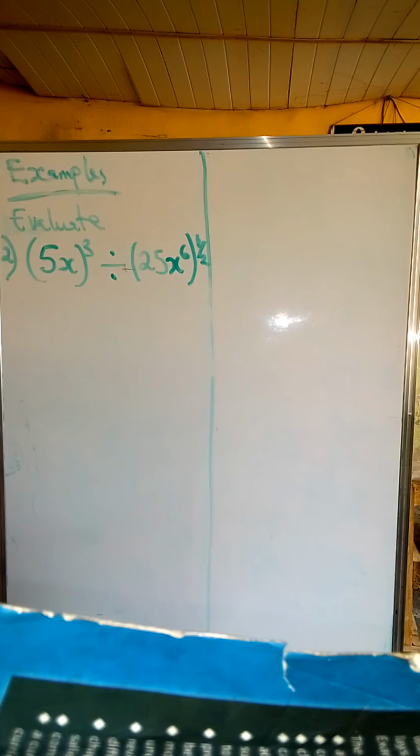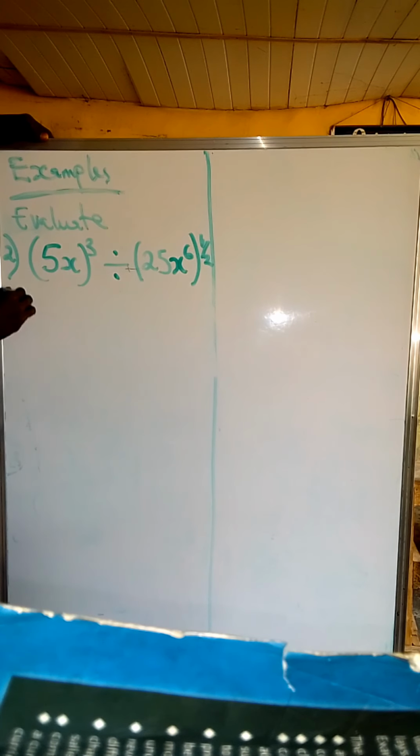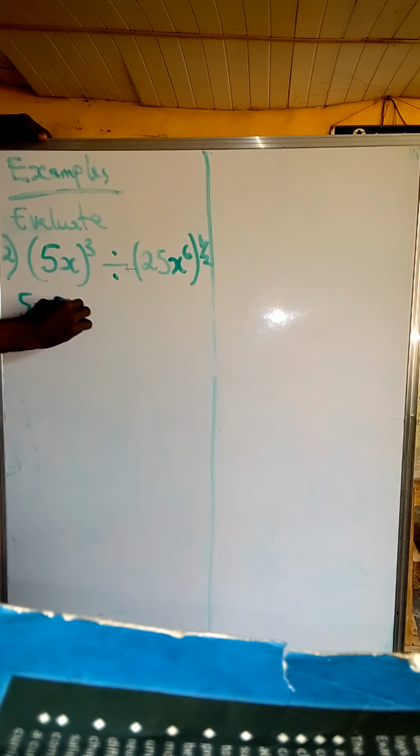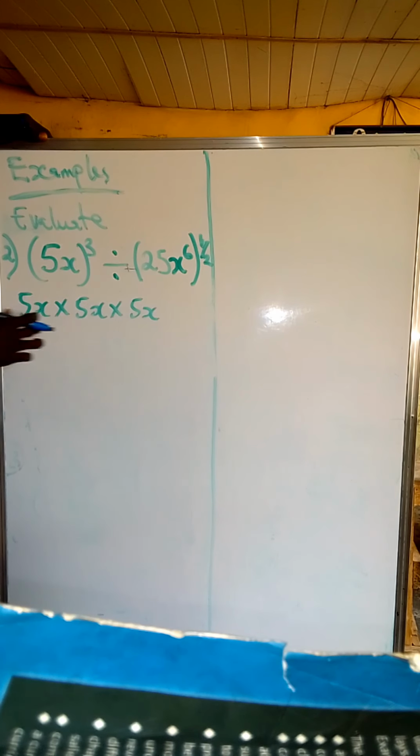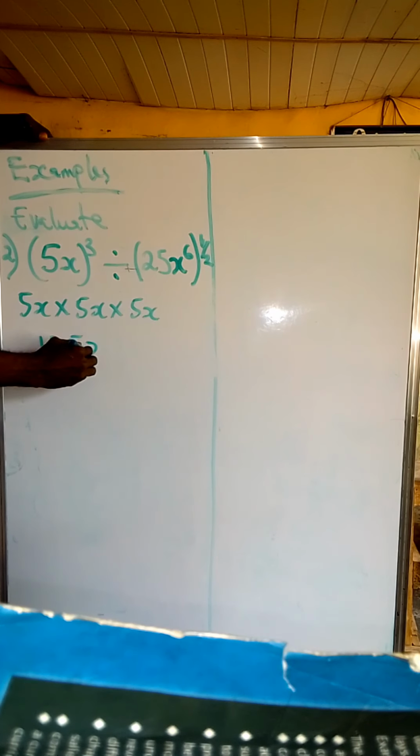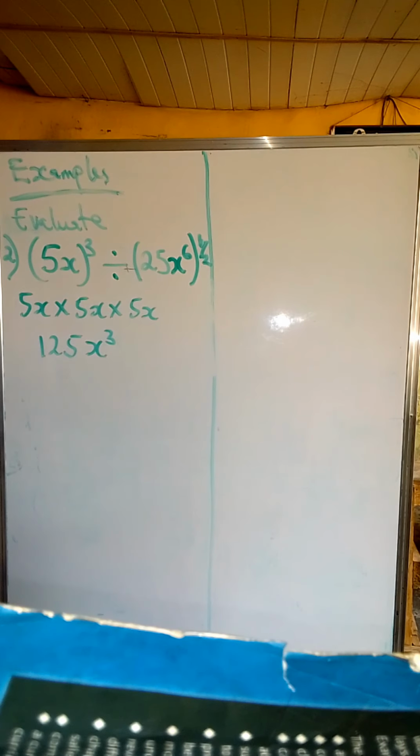Now look at this second example. Evaluate 5x raised to the power 3 divided by 25x raised to the power 6, all raised to the power 1 over 2. Now this 5x raised to the power 3 means 5x in 3 places. That is 5x multiplied by 5x multiplied by another 5x. 5 multiplied by 5 multiplied by 5 will give you 125. Then x times x times x will give you x cubed, x raised to the power 3.